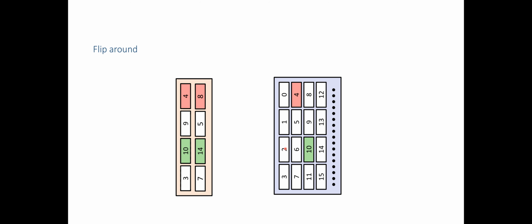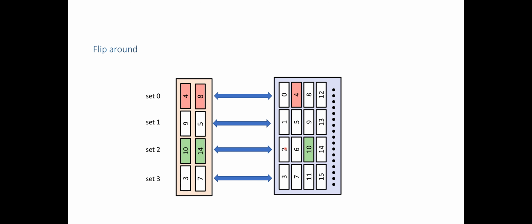Now this picture is getting closer to the pictures that you will see in your textbook, and flipping it around like this enables me to do a few things. Here is our set 0, here's our set 1, here's our set 2, and here's our set 3 if we have 4 sets like in this particular example. And then the mapping is going in this direction now.